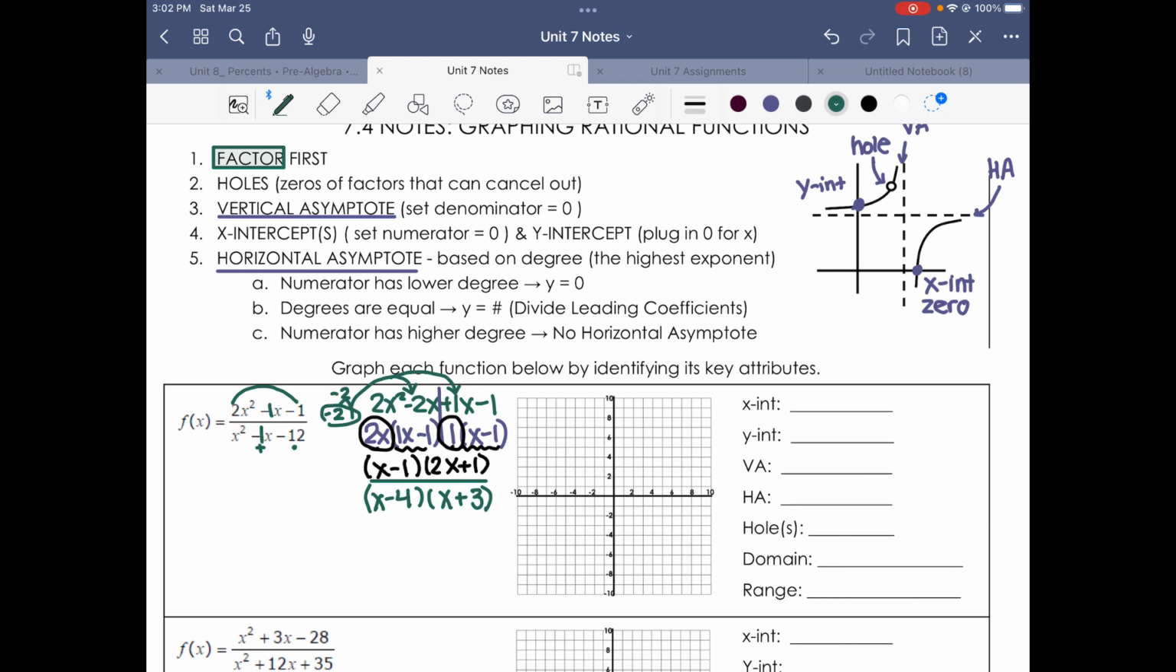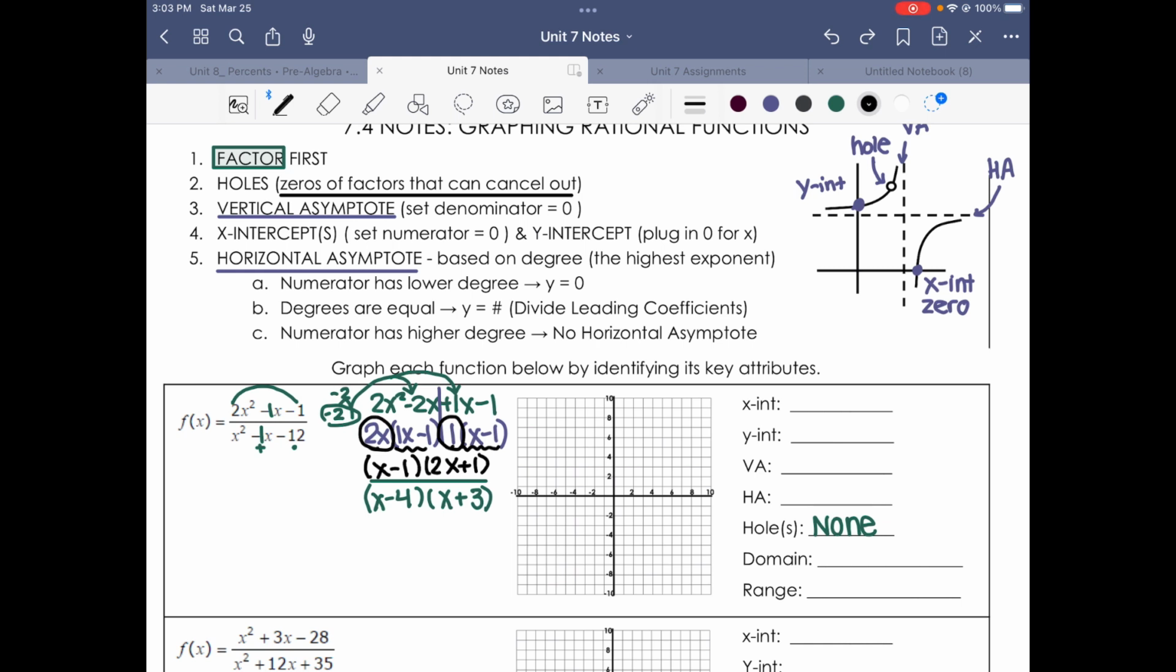Now, is there a factor that is on both the top and the bottom? No. Since there's no common factors that cancel out, there will be no holes. Because a hole is created by the zeros of factors that cancel out. And we didn't have any factors that cancel out, so we don't need to list any holes. Which takes me to step 3. So we didn't have any answers for step 2.